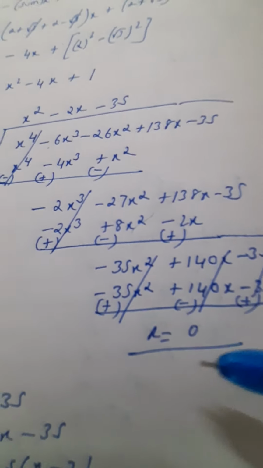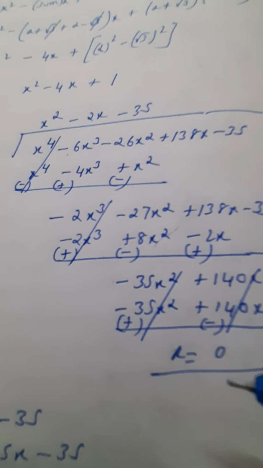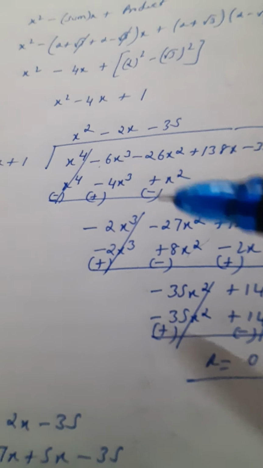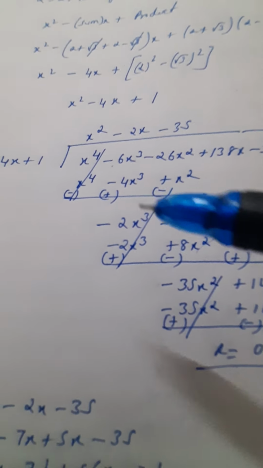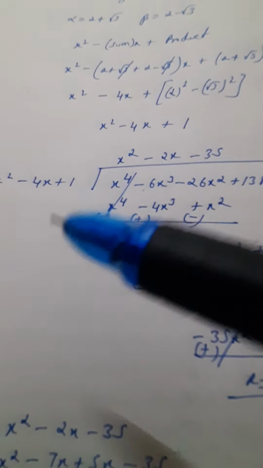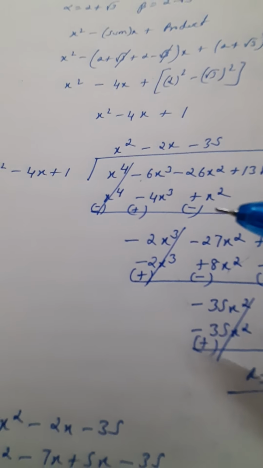I told you before also, when we are doing these type of questions, the remainder has to be 0. If it is not coming 0, that means your division is wrong. And I hope you did that solved example I told you. There is a similar solved example also. Two zeros are given to find out the other two zeros.